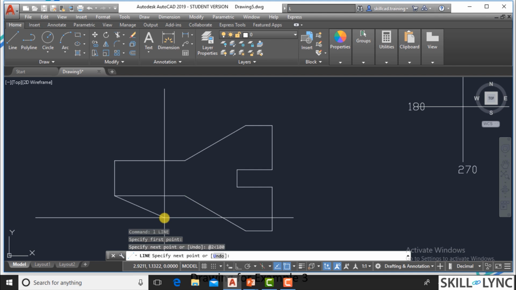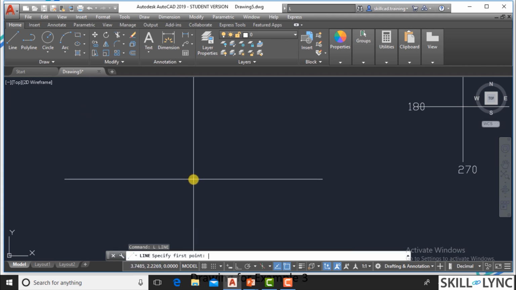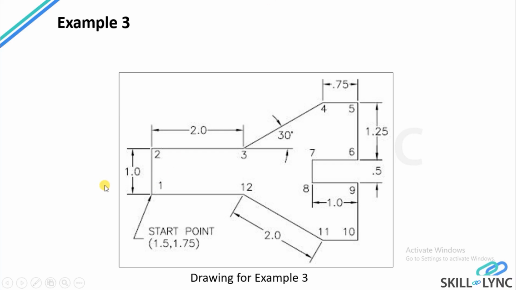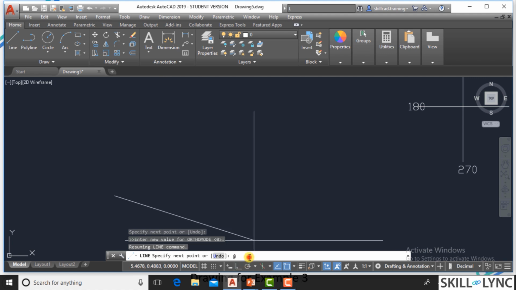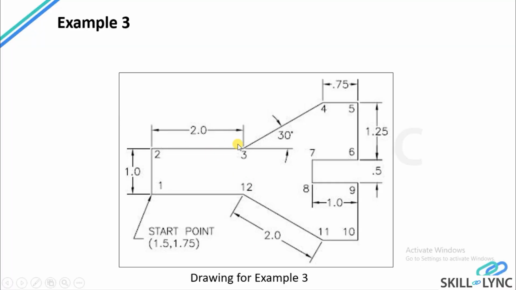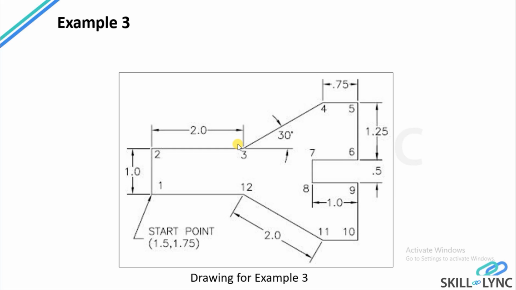Now let us do it in one shot. To revise, let us start again. Line, first point is 1.5, and I'm going quickly now, 1.75. Then you have a 1 unit length at 90 degrees, so @1<90. Okay, now you have 2 units at 0 degrees, so @2<0. Now you have a length of 2 units at an angle of 30 degrees.